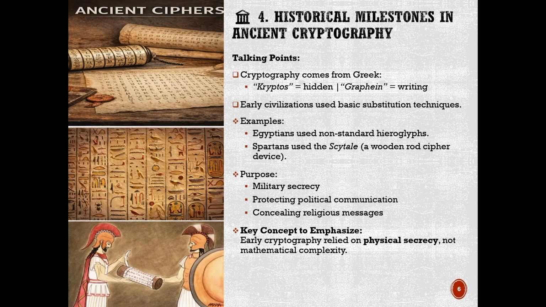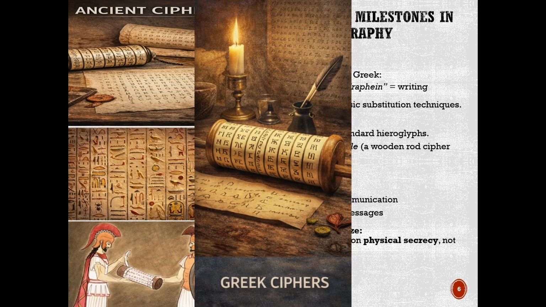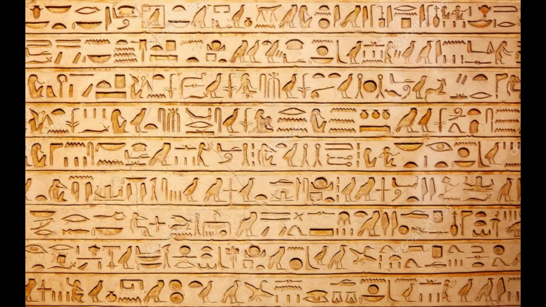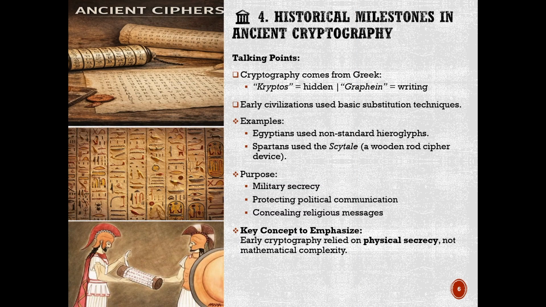Early civilizations used basic substitution techniques. For example, the Egyptians used non-standard hieroglyphs, whilst the Spartans used the scytale, a wooden rod cipher device. The Egyptian hieroglyphs were mainly images carved into stones that were used to communicate messages. Even the common person, the slaves, were unable to read them, and as a result, if they happened to see certain hieroglyphs, they were unable to make the interpretation known to themselves or to their comrades.